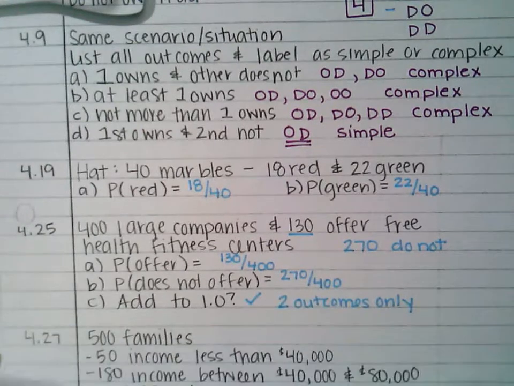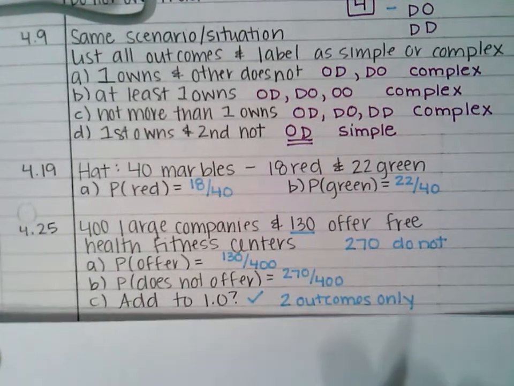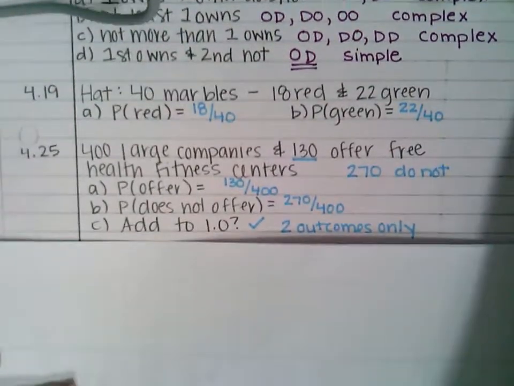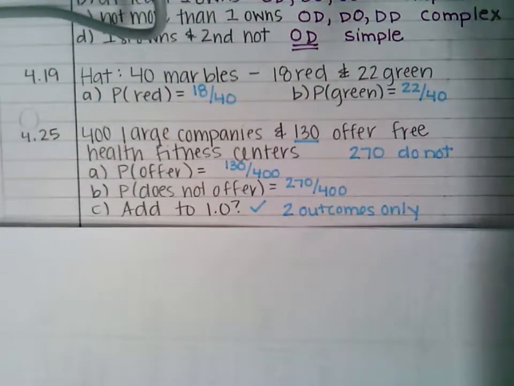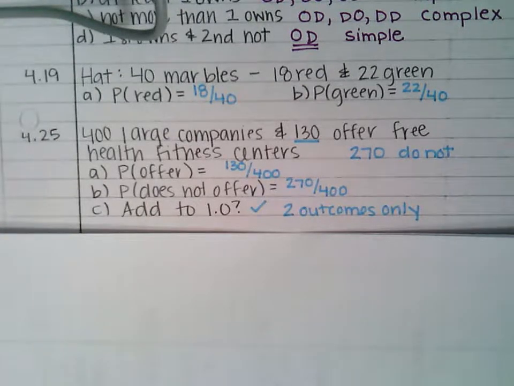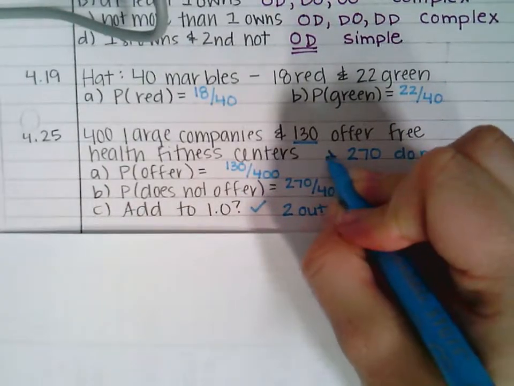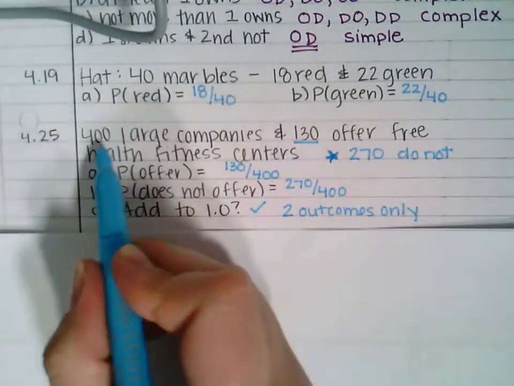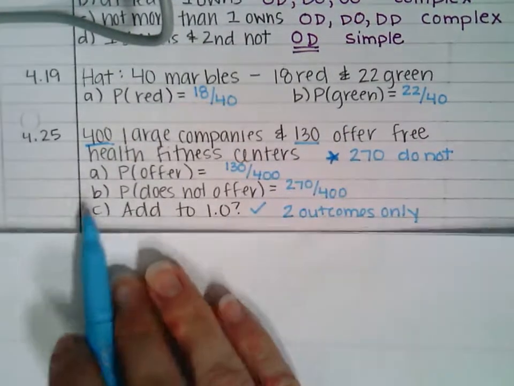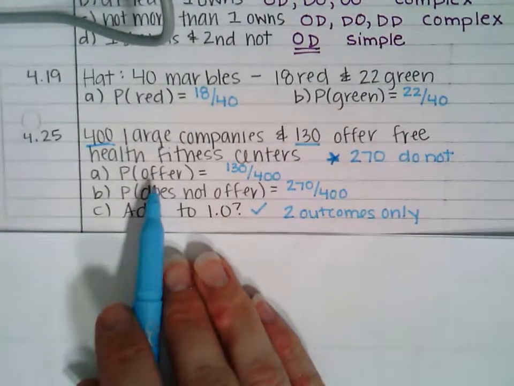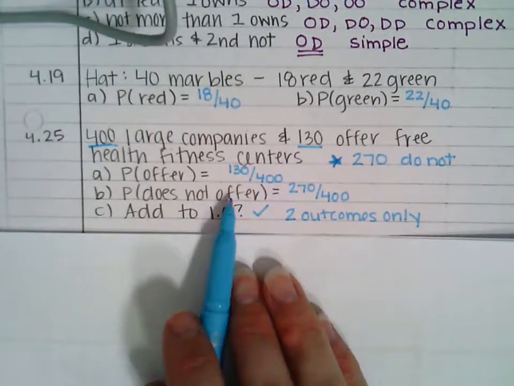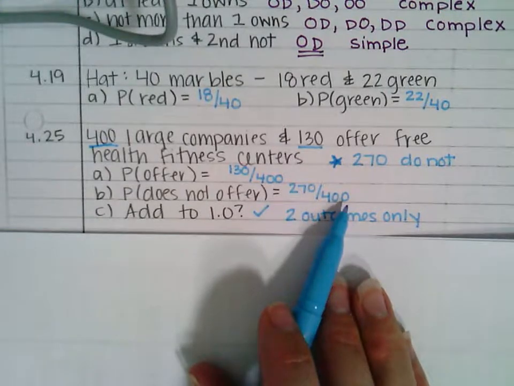All right, and then this is the problem that, oh, sorry, no, this one's still pretty straightforward. So there's 400 large companies here on problem 4.25. 130 offer free health and fitness centers, which means 270 do not. And I found that by taking 400 and subtracting 130. So if I want to find the probability that they offer these health and fitness centers, I'm going to do 130 out of 400. Do not offer, 270 out of 400.